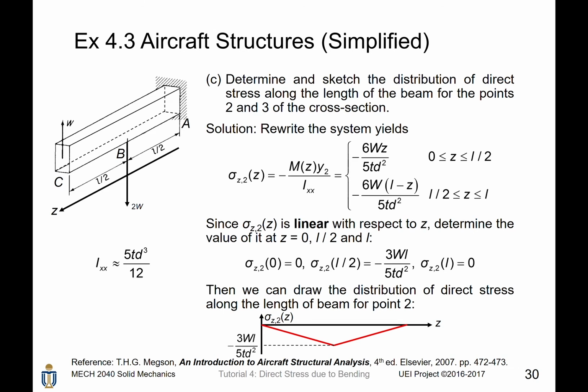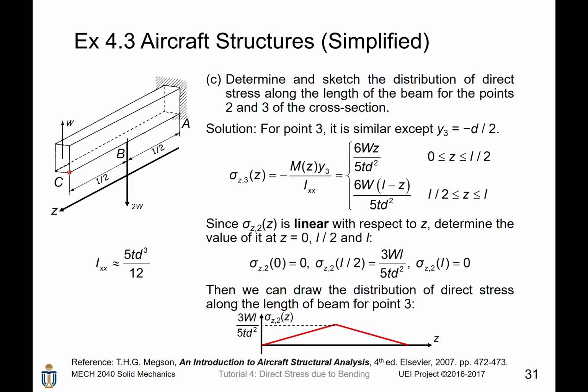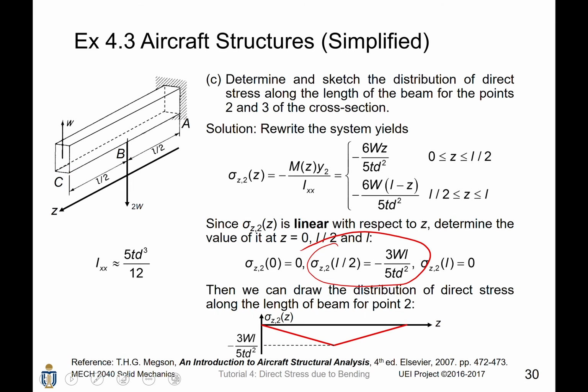Consequently, we try to find the stress in the midsection, which is minus 3WL divided by 5td squared. And then we connect those lines together to get the distribution of direct stress. For point 3, which is here, y3 equals minus d over 2. Then you substitute into the equation to get this. Also, you find the direct stress in the midsection such that you can draw this distribution. Notice that when we substitute in the numbers, we also take this one into consideration.